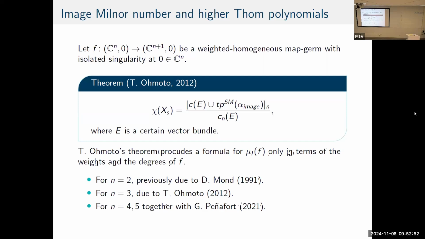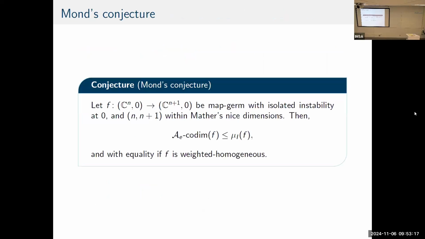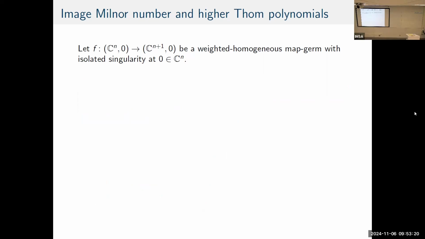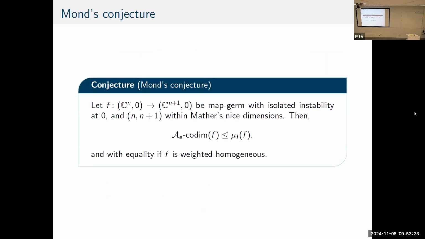So for the people that work in singularities of mappings, in this context, because of Mond's conjecture, we try to compute the image Milnor number in some easy way, because we don't know how to understand this conjecture. But if I understand, you want to compare it with some A-codimension, right? Yes, I didn't talk about this now, but one should compare with another invariant that plays the role of the Tjurina number. And is that determined by the weights and the degree? Should be, if the conjecture is true.